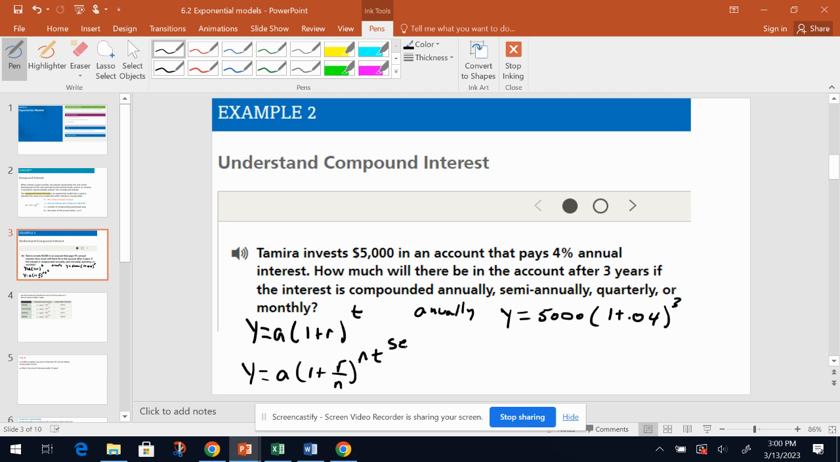Okay. Semi-annually. Now I have, learn to work on my spelling here, two n's. Okay. So semi-annually. Now I have an n. So it's still 5,000 as my initial amount times (1 + 0.04/2) raised to the 3 times 2 power. Now you're going to notice that I put this in parentheses. That's because when I put this in the calculator, I want to make sure that both of those numbers are in the exponent.